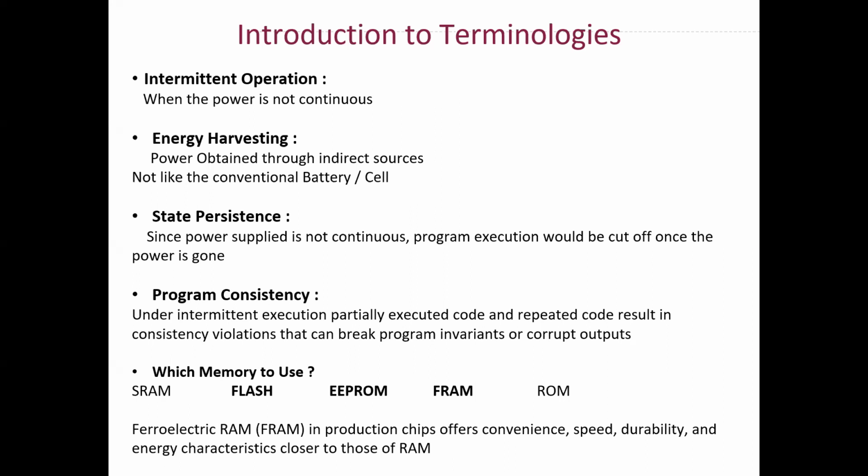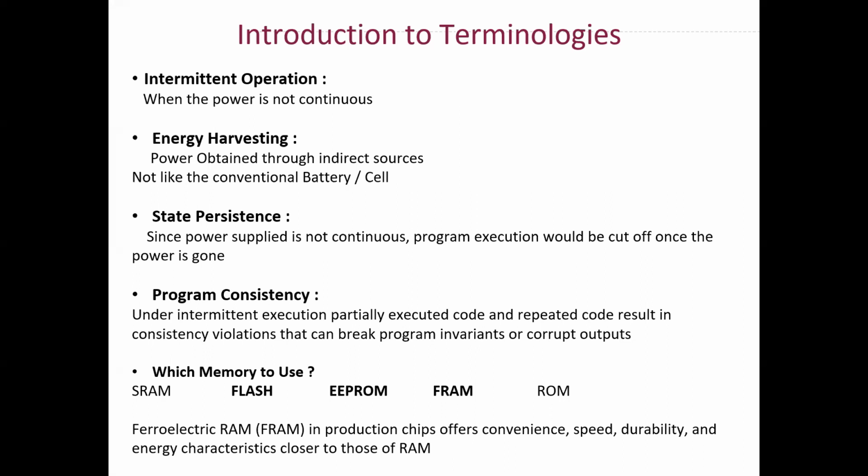The first is intermittent operation. The very basic definition is that intermittent power is when the power is not continuous. So, in a sense, intermittent operation refers to a process or system that operates with pauses or breaks in between periods of activity. Instead of running continuously, your program runs for some time and then has periods of inactivity in between. So it's like on, off, and similar cycles.